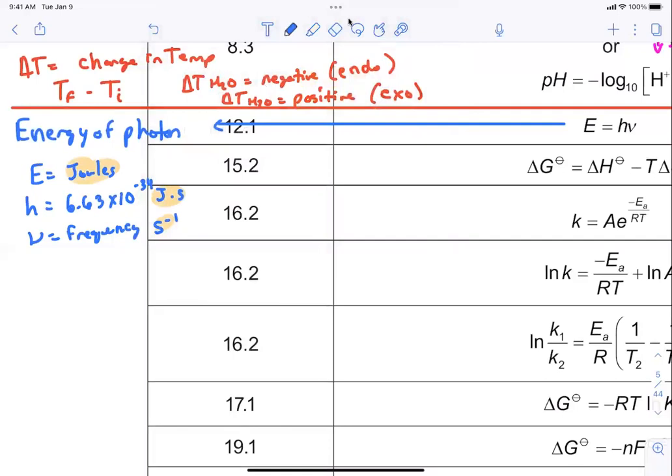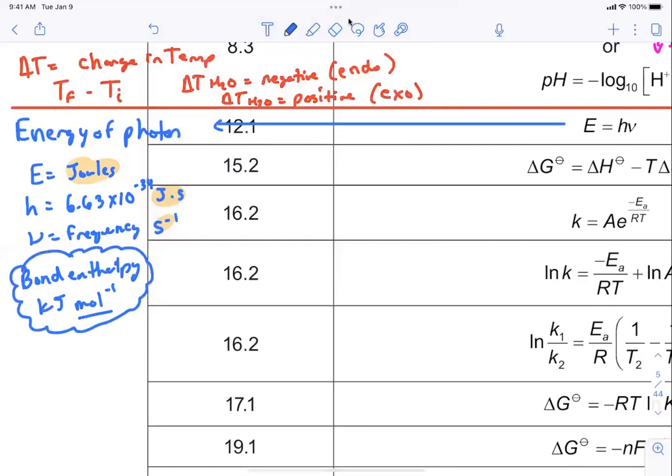Okay. Now, the only thing I would warn you here is that, let's say you're given bond enthalpy. Bond enthalpy is in kilojoules per mole of photons, okay? So if you're going to use bond enthalpy, you need to convert it to joules and then divide it by 6.02 times 10 to the 23rd because you only want 1 photon. So keep in mind that if you're given bond enthalpy, it's in per mole. And if you want to do it per photon, you have to divide that number by 6.02 times 10 to the 23rd. It's going to be a very, very small number. That's the point.